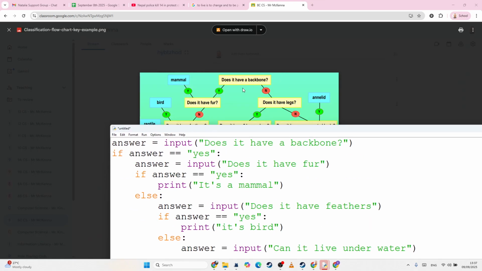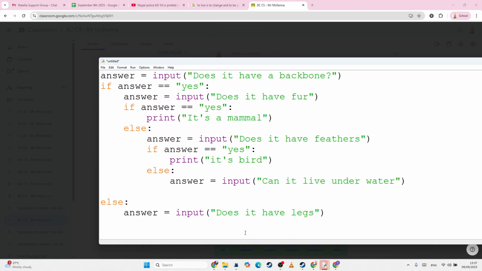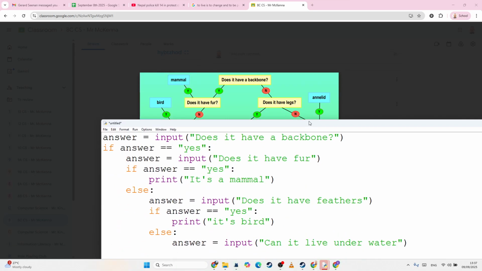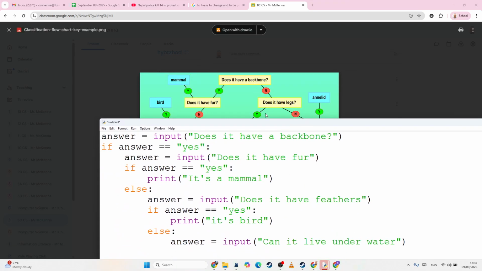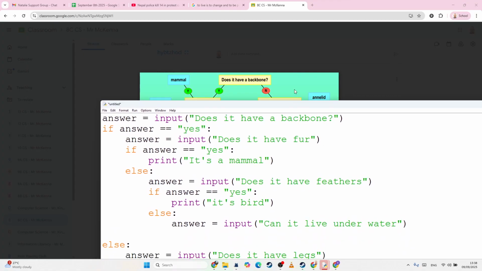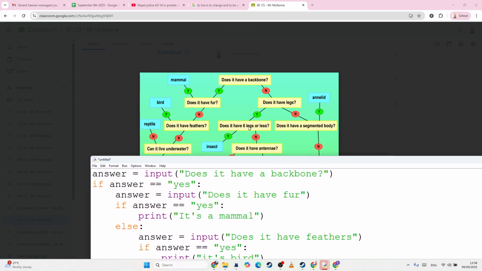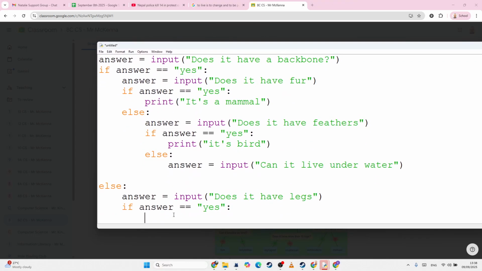What about the other side? Does it have a backbone? If it says no, we say, does it have legs? And we're going to do the same thing again. If answer equals yes. Well, what else could we do? So, does it have a backbone? No. Does it have legs? Yes. Then we're going to ask, does it have 6 legs? Or does it have a segmented body?